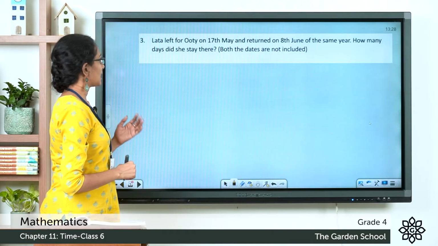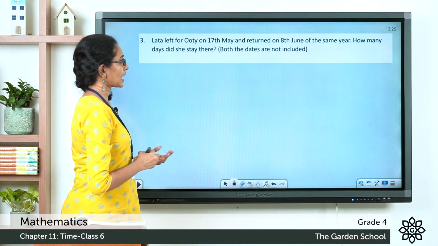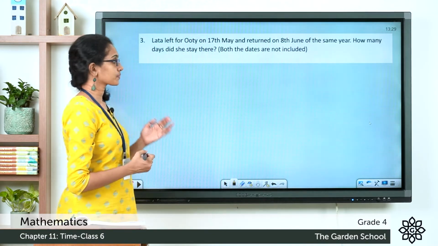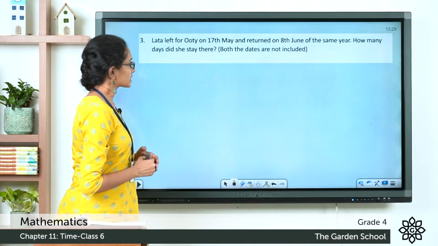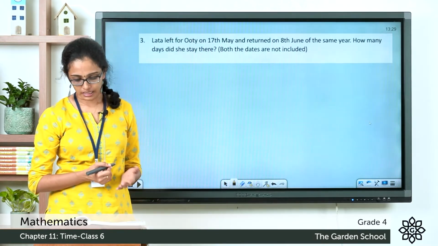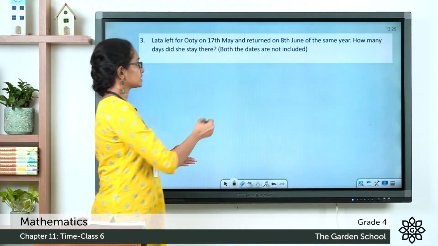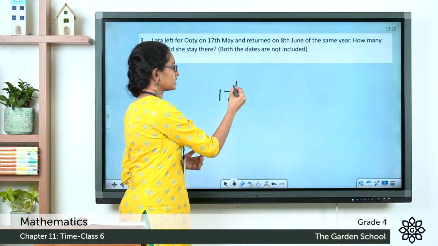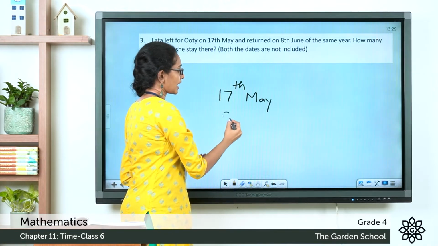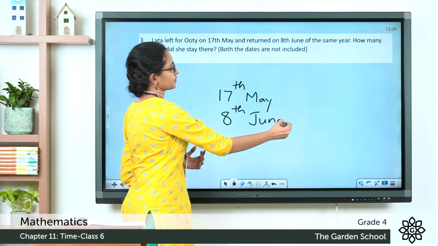Question number 3. Lata left for Ooty on 17th May and returned on 8th June of the same year. How many days did she stay there? And both the dates are not included. So what is mentioned in the question? Lata left for Ooty on which date? She left for Ooty on the 17th of May and she returned on the 8th of June, the next month.